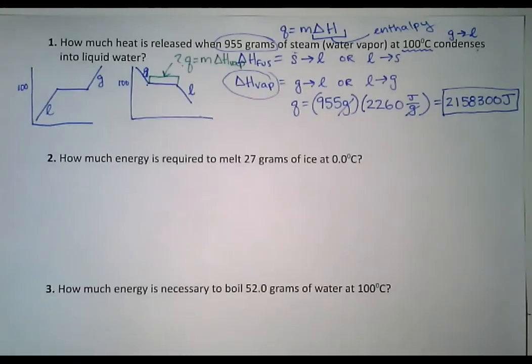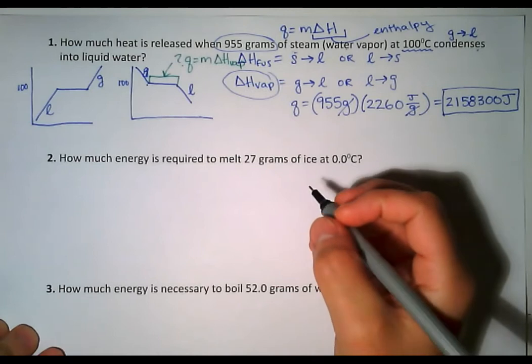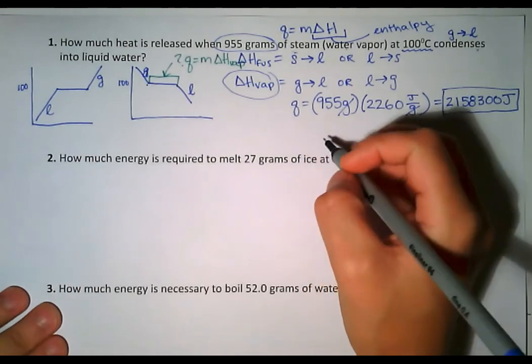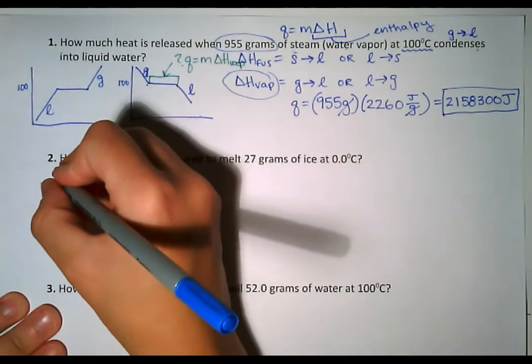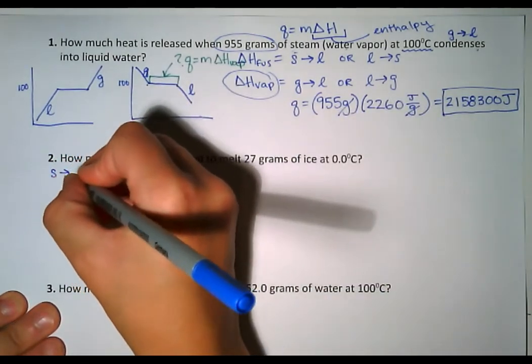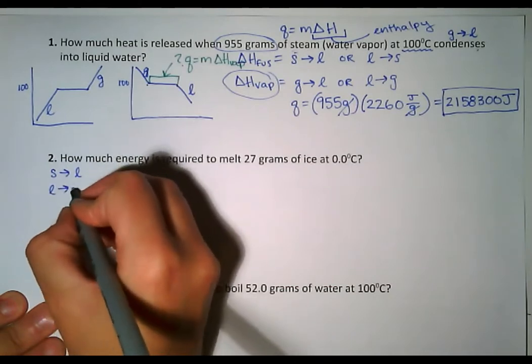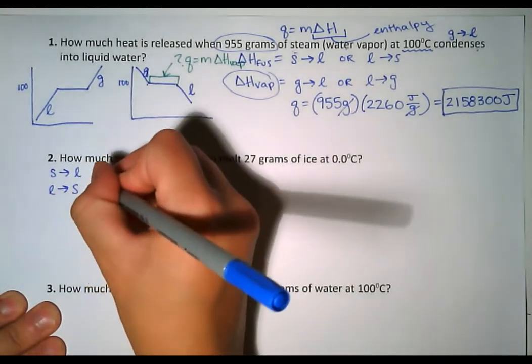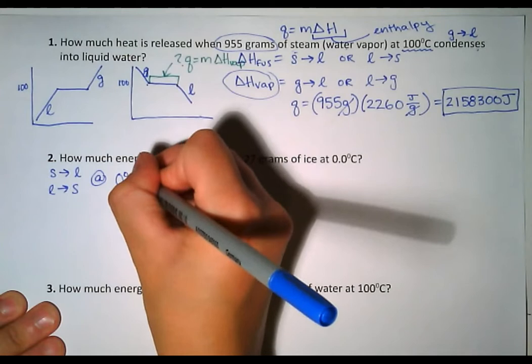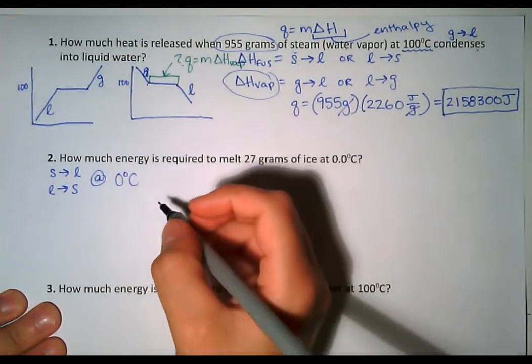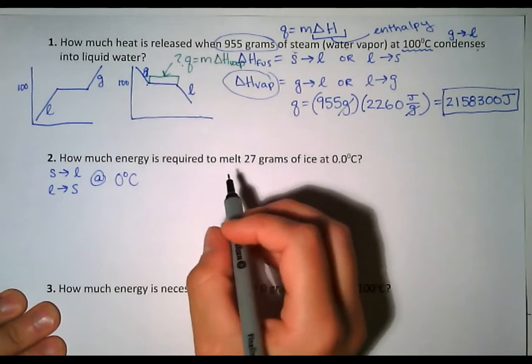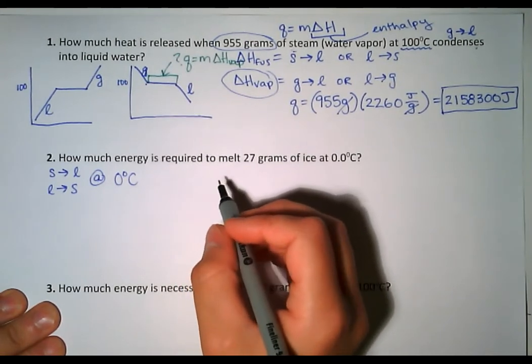So the second problem here says how much energy is required to melt 27 grams of ice at 0 degrees Celsius. And so ice would be solid water, and water goes between solid and liquid at 0 degrees Celsius. So our water is already at the correct temperature to melt, so all of our energy just needs to be put into the process of melting.